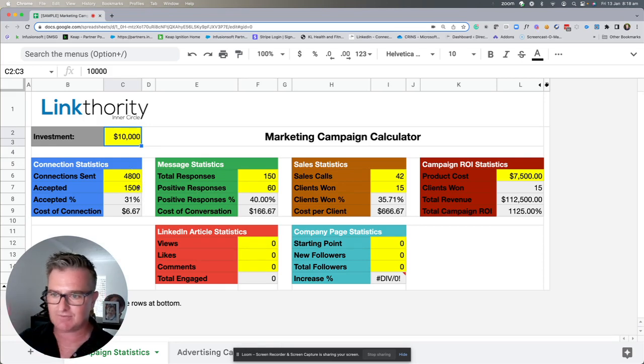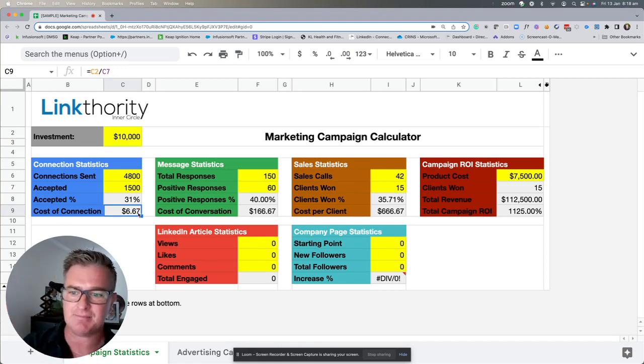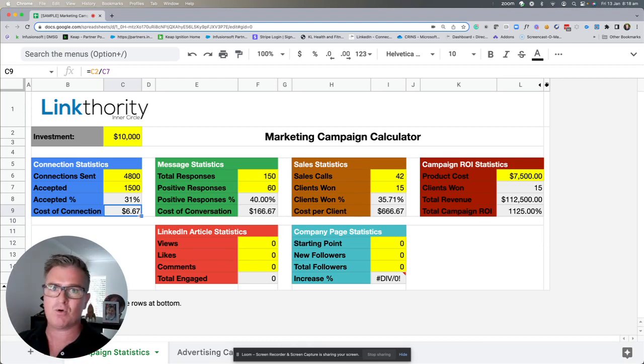Now if we have a look at these connection statistics, remember how we reached out to 4,800 people, of which 1,500 accepted, so 31%. So now we've got a cost of contact in our database of $6.67. Super important, because those people are in our ecosystem. Whether they buy from us today, this week, in the next 3 months, 2 years from now, or never, it's cost us $6.67 to acquire their attention.